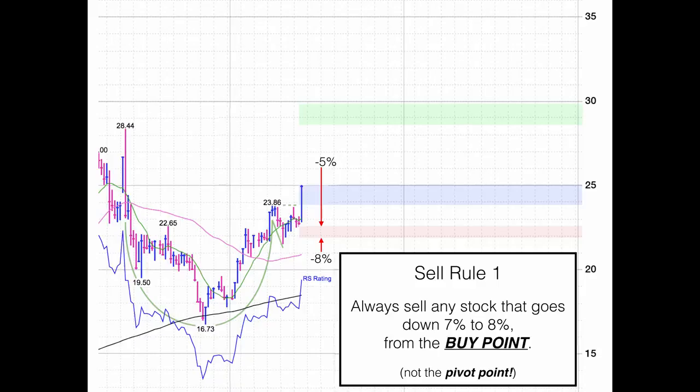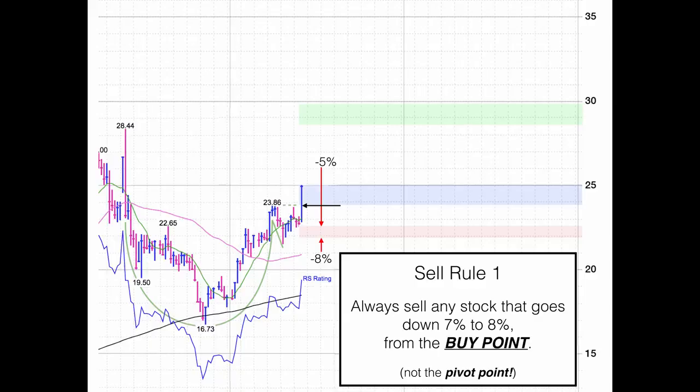That's -5% to -8%. That's your warning. That's where you need to start exiting this position. You can't go beyond that, or you start to do damage to your portfolio. Now, that's based on the pivot point.